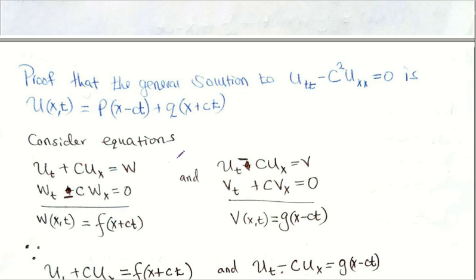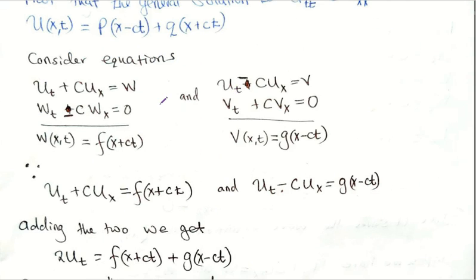Okay, in our first video, we derived the general solution to the wave equation, and we can actually prove that the general solution to the wave equation is an arbitrary function, let's say p of x minus ct plus q of x plus ct. And for us to prove this, we'll begin by having two transport equations, actually four transport equations.